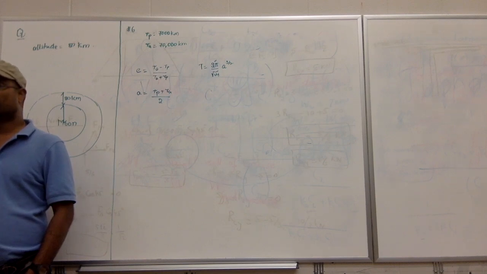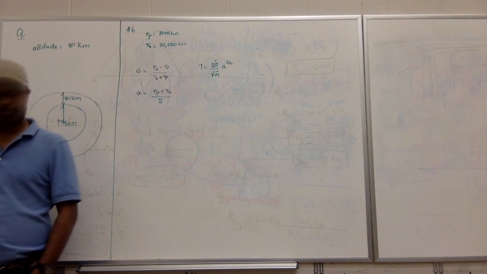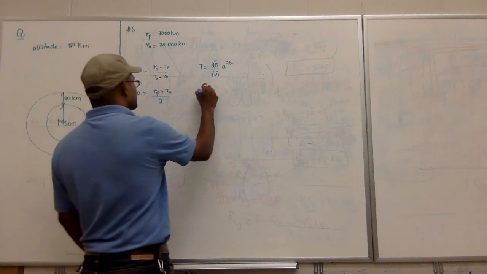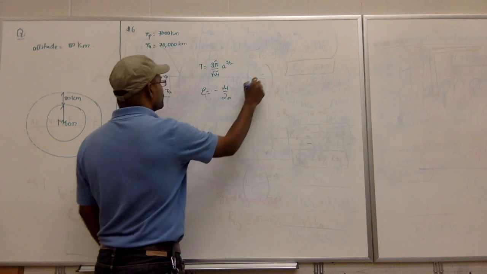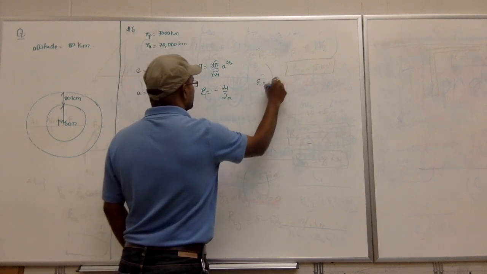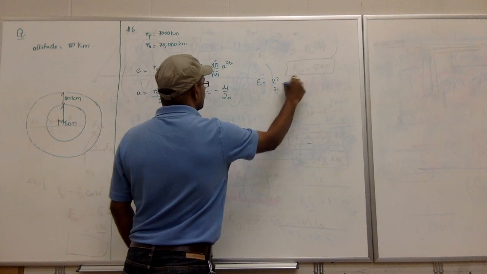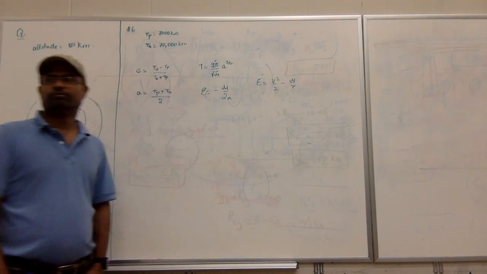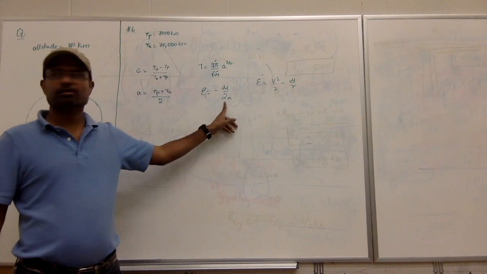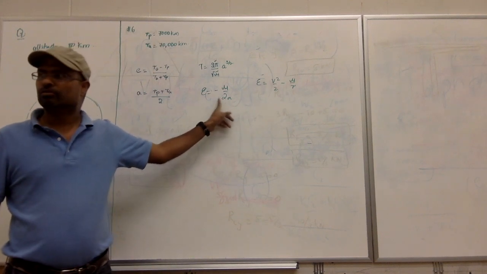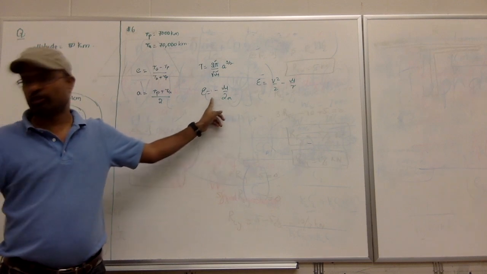What is the formula to calculate the specific energy? It is epsilon equals negative mu over 2a. Yes, that is what I need you to see. Can you use the other one? No, because you don't know these. But can you use this? Yes. This I gave you last class. Look back in your notes.